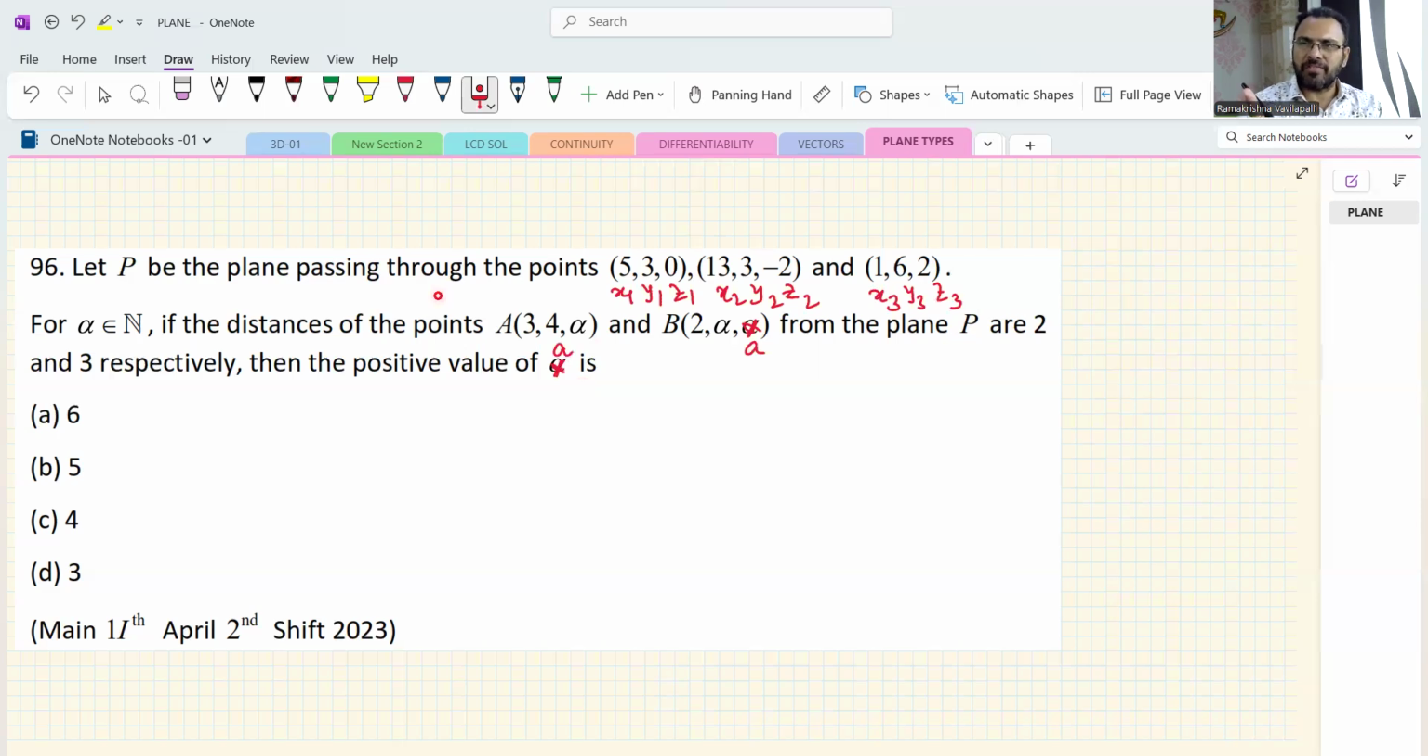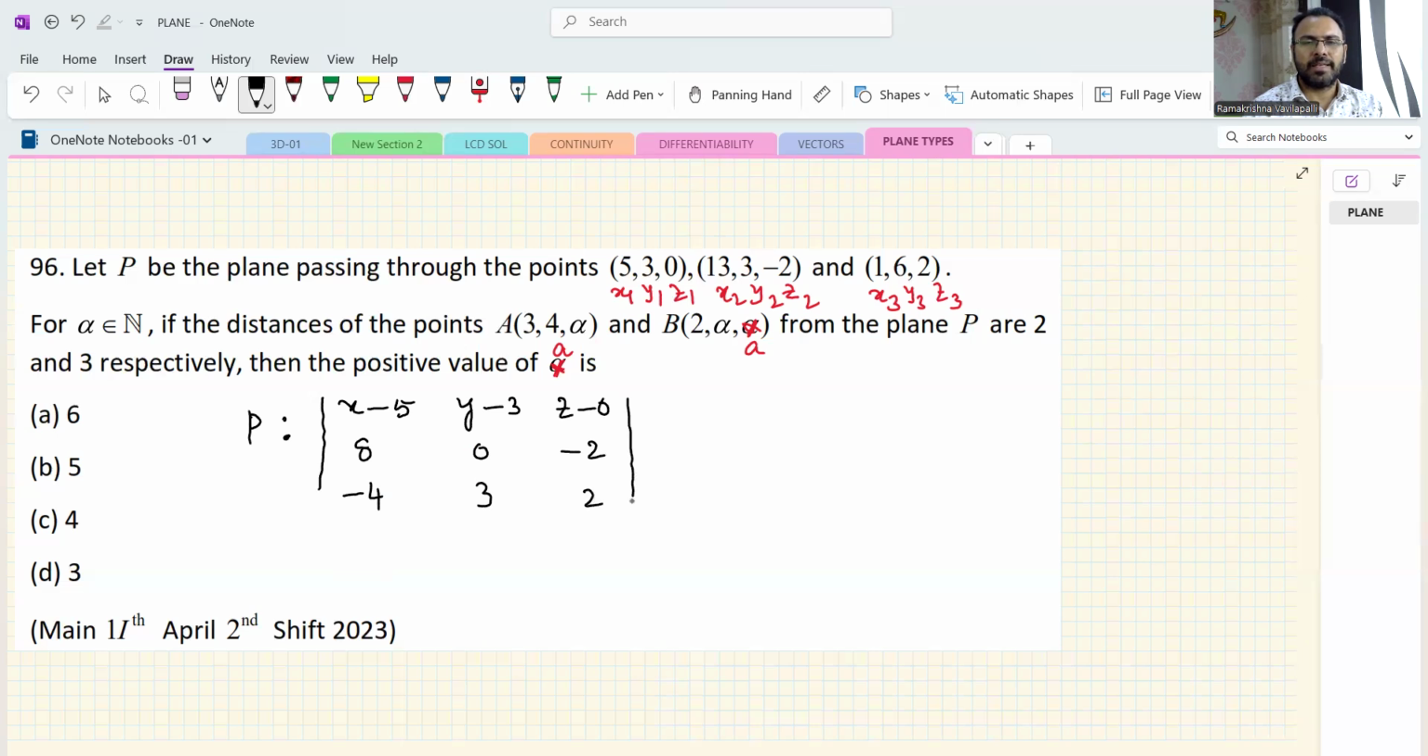So first we will find the equation of the plane. What is the plane equation? Just now we have seen that formula. Determinant of x minus x1, so x minus 5, y minus 3, z minus 0. Next, B minus A: 13 minus 5 is 8, 3 minus 3 is 0, and minus 2. Next, x3 minus x1, that is minus 4, 6 minus 3 is 3, and 2 minus 0 is 2. Then you will get the equation of the plane.